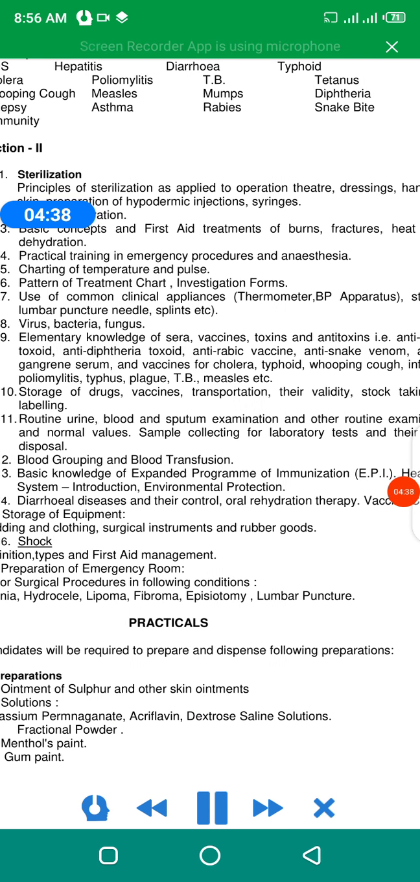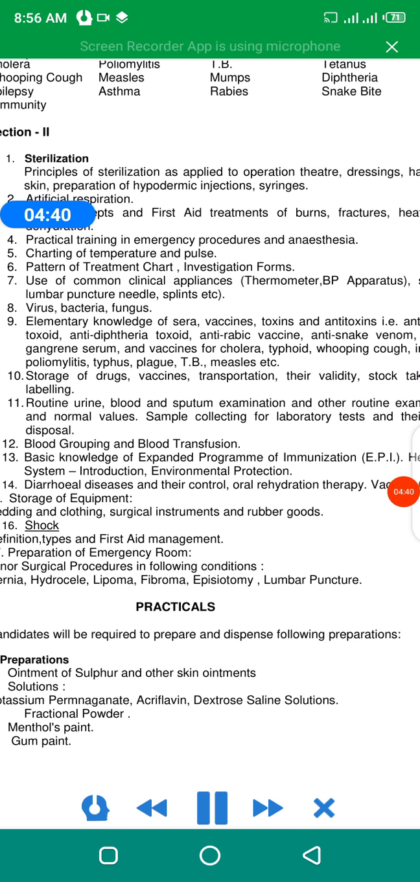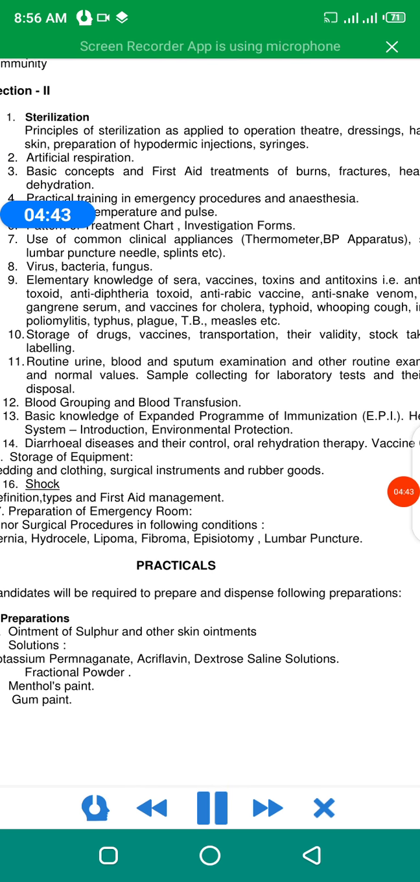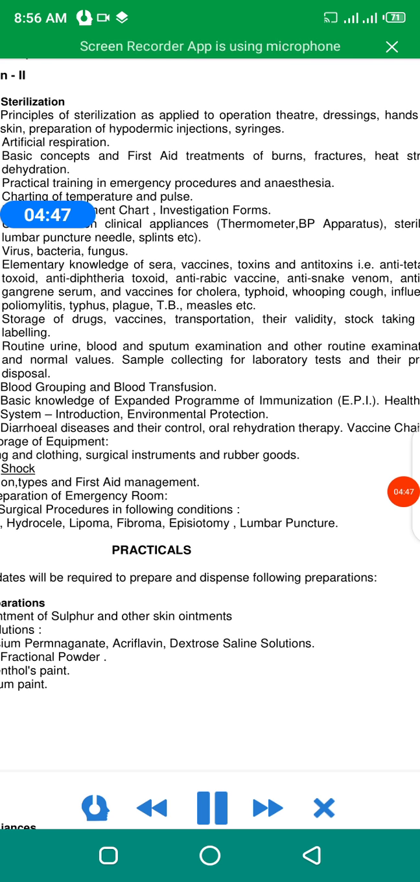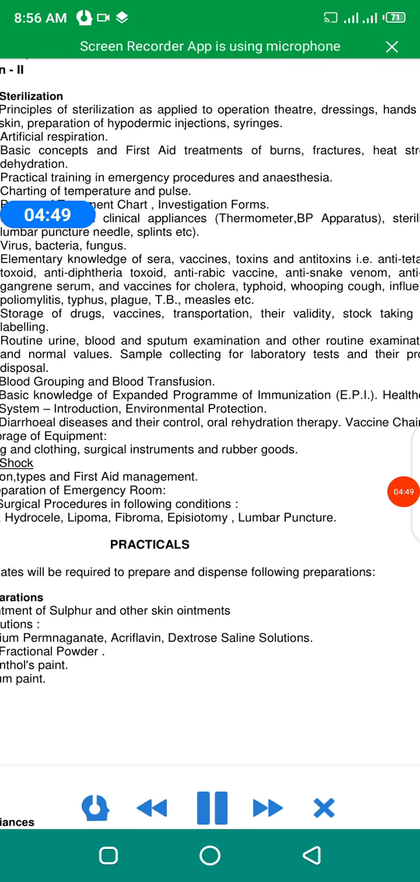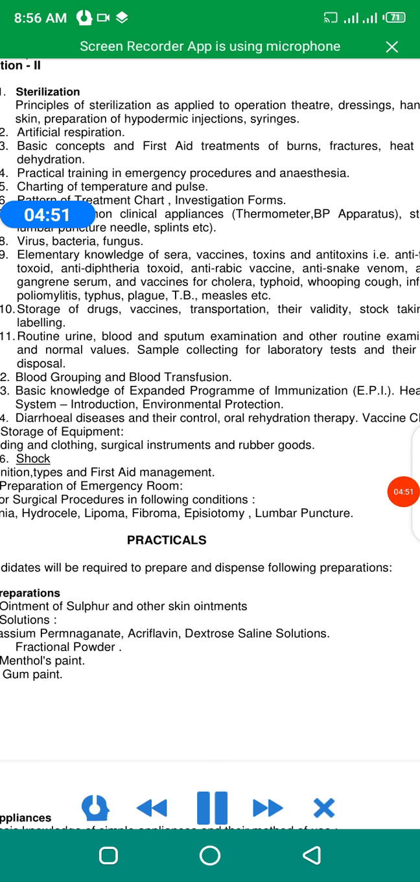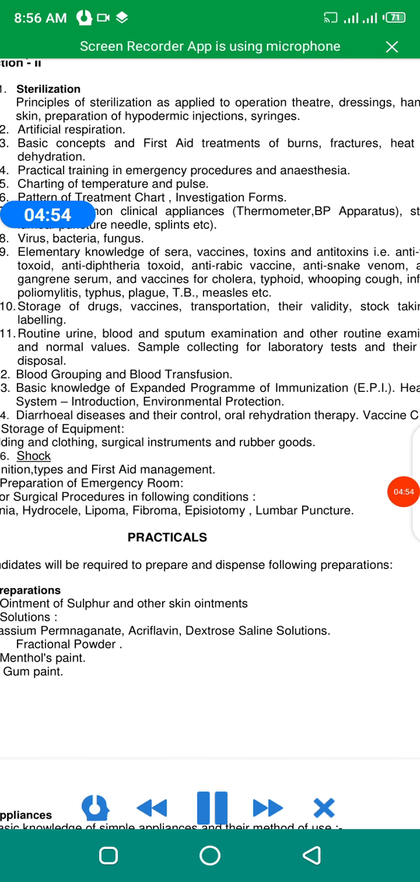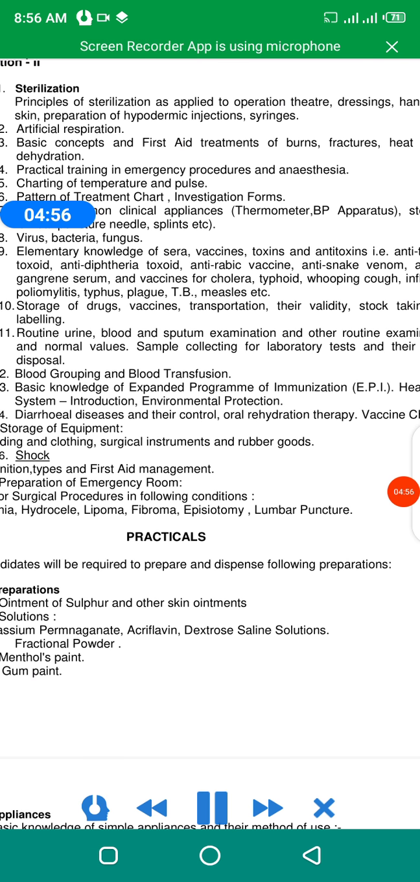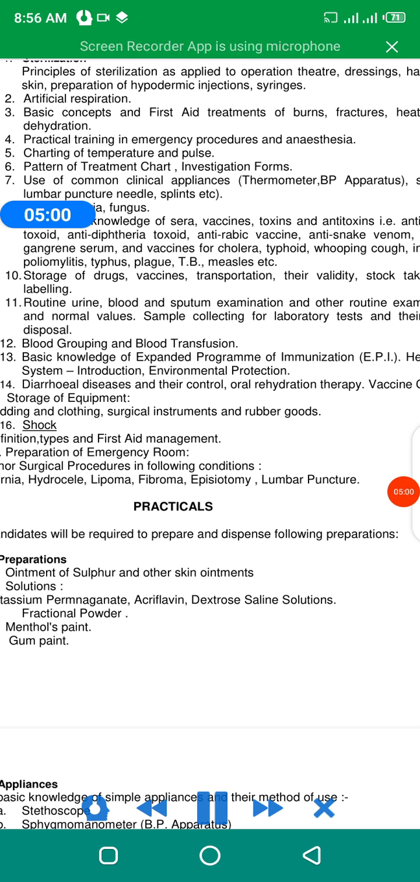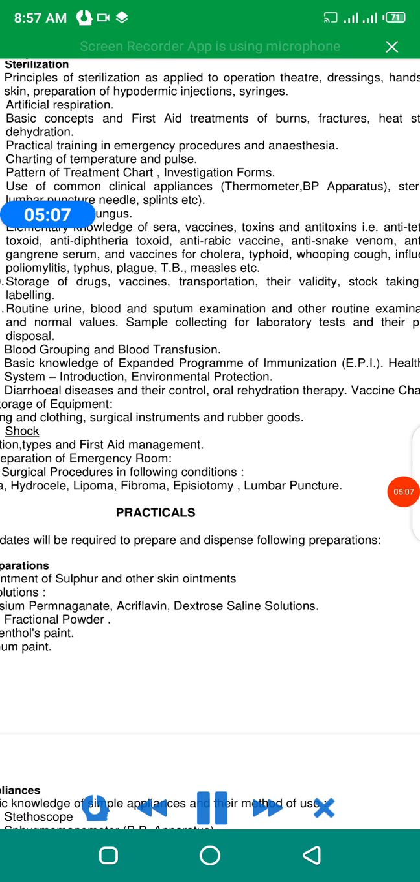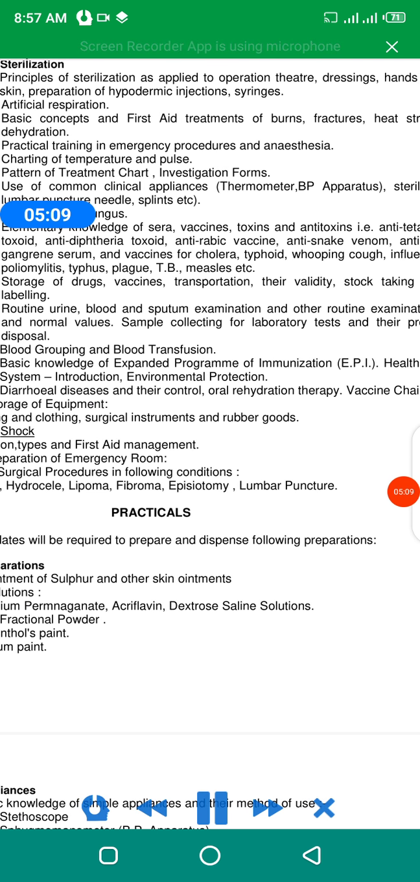8. Virus, bacteria, fungus. 9. Elementary knowledge of sera, vaccines, toxins and antitoxins, i.e. anti-tetanus toxoid, anti-diphtheria toxoid, anti-rabic vaccine, anti-snake venom, anti-gas gangrene serum, and vaccines for cholera, typhoid, whooping cough, influenza, poliomyelitis, typhus, plague, TB, measles, etc. 10. Storage of drugs, vaccines, transportation, their validity, stock taking and labeling.